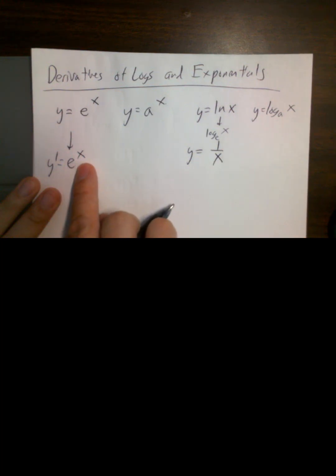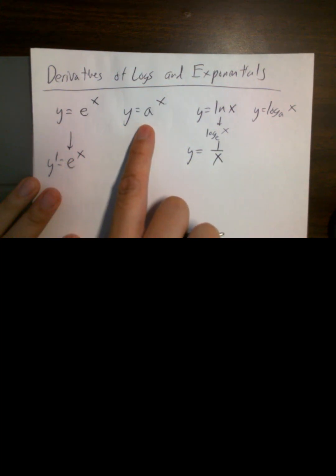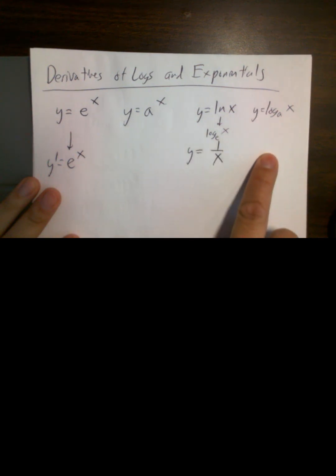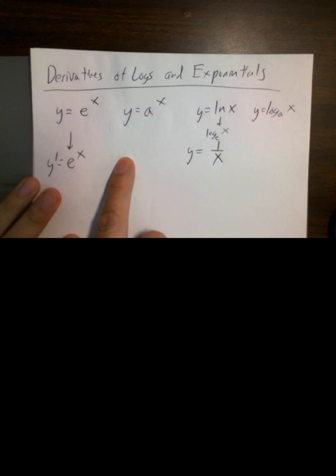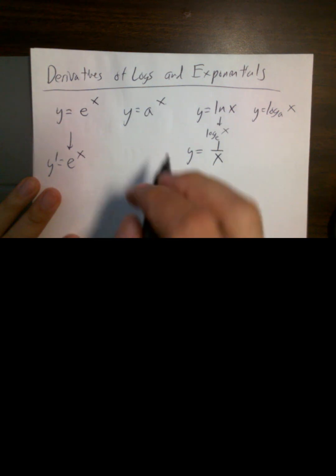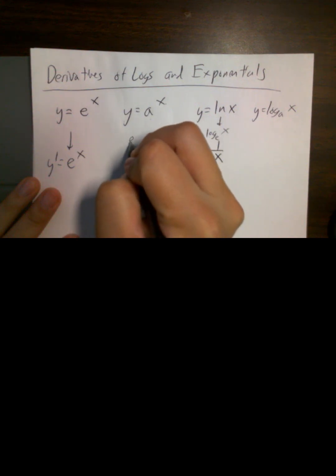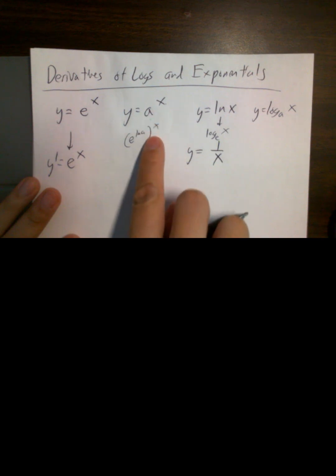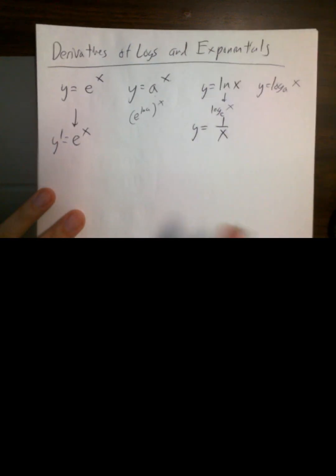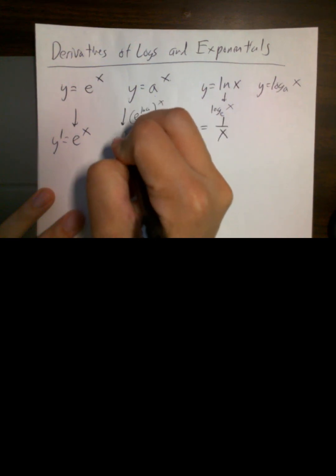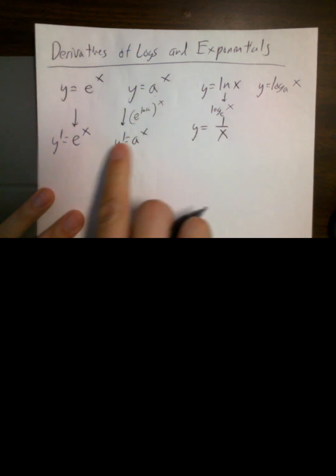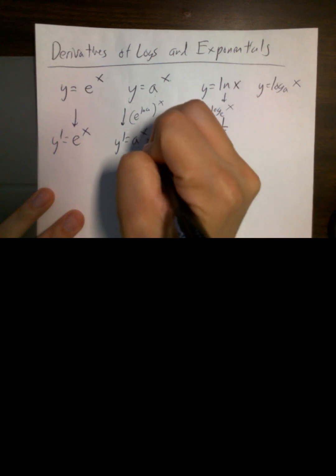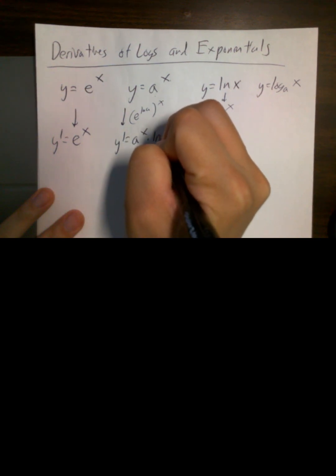Now from these we can derive the formulas for the derivative of a to the x and log base a of x using log properties. I'm not necessarily going to go into that today, but basically if you were to rewrite a as e to the natural log of a, to the x, and then use chain rule, you'll end up with the formula. The derivative of a to the x will be itself, much like this, but multiplied by an extra factor of natural log of a.